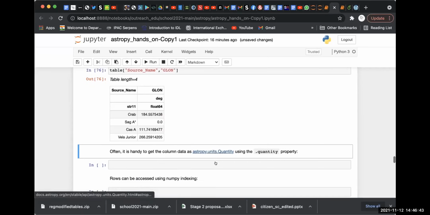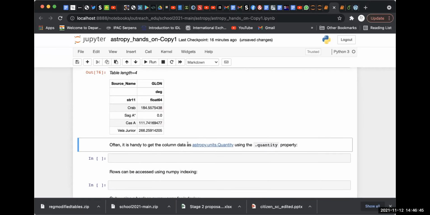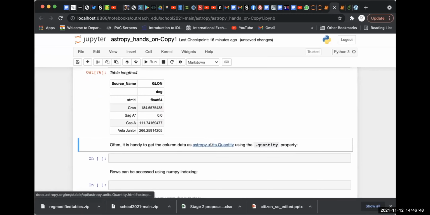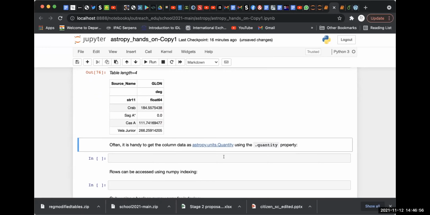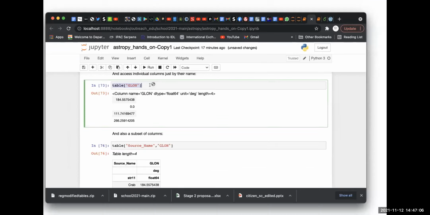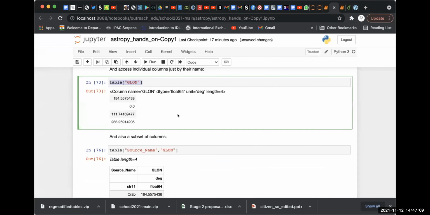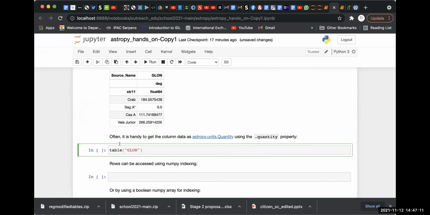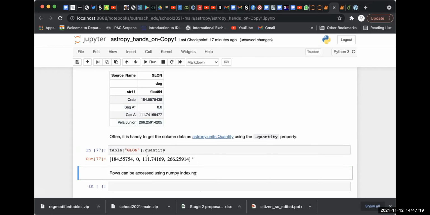Now, if you remember, one property we had was units. The other thing is what is called quantity, right? So there are properties to things: one property is the unit, one property is the quantity. So I can also look for the quantity for galactic longitude, and I run this, and here I can see these quantities.